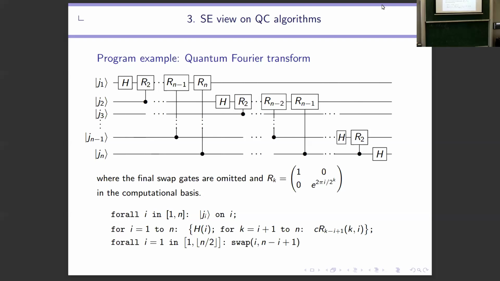Is the for all in parallel? Yes. For all is like a logic quantifier. I think there's also a typo in the last line. It should not be for all i equals 1, but it should be for all i in. Correct. Okay. Good. Thank you for the debugging.